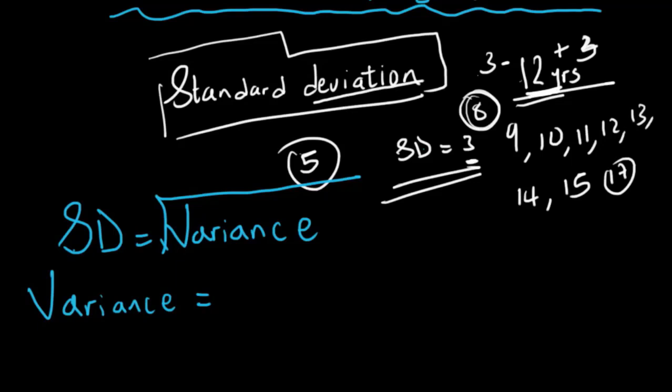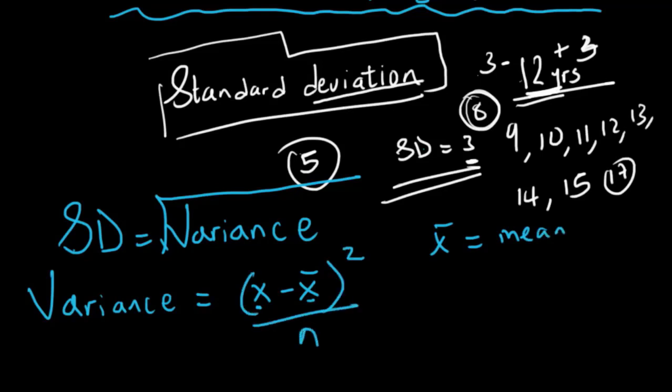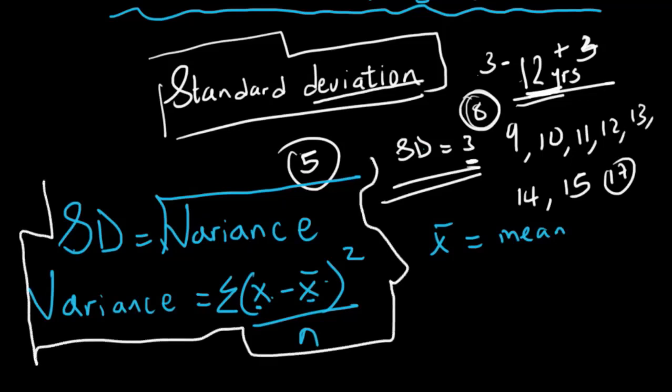So we are going to have x minus x bar. Remember x is the value, and x bar is the symbol for mean. Does that make sense? Squared, all over n. And then let me put a summation here to make you understand that you have to add them up. Now this is the formula you need to remember. Standard deviation equals the square root of variance. Variance equals summation of x minus x bar squared, all over n.